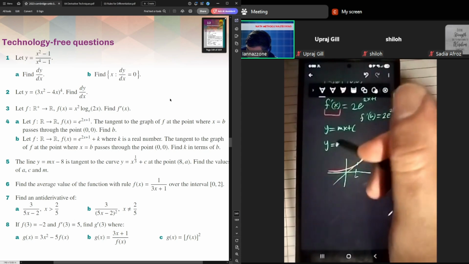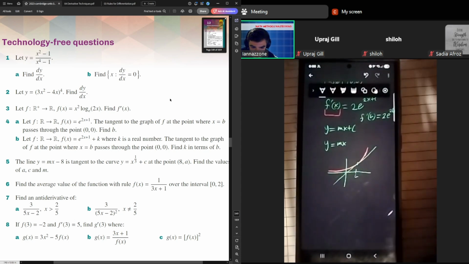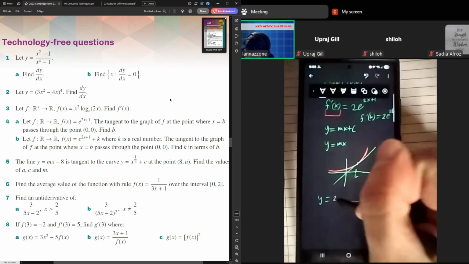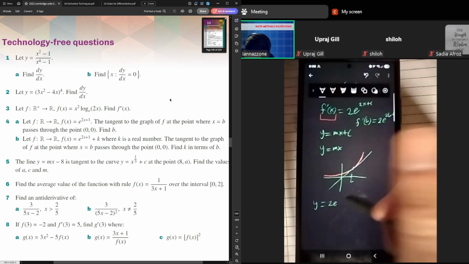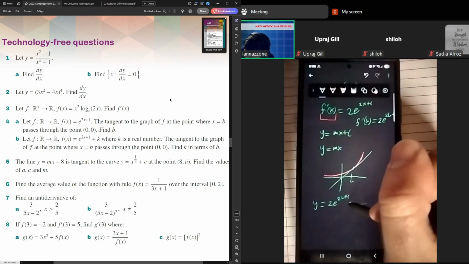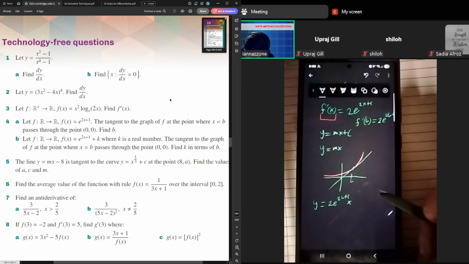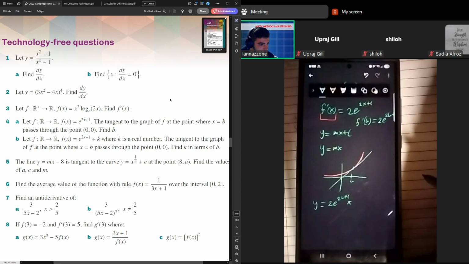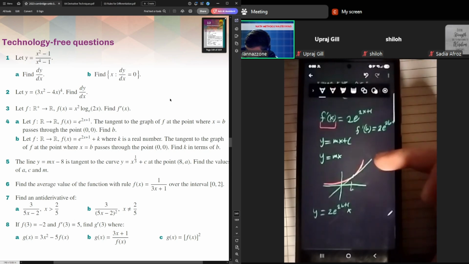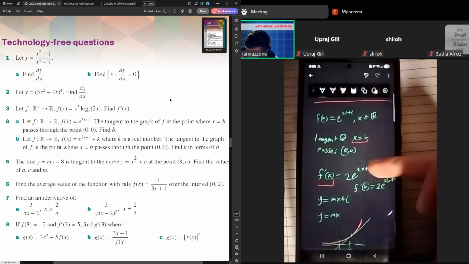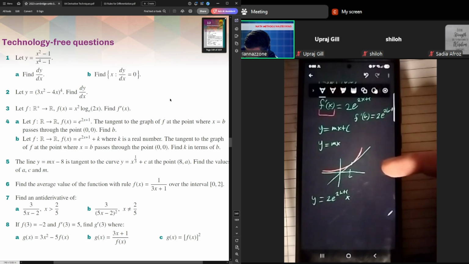So all I do now is, if that's m, because m is the gradient of the linear, I now have y equals 2e^(2b+1) and then there's the x out the front there. And that would be the equation of the linear there. Now our goal is to figure out how to get b out of this, which now that I'm looking at it is pretty interesting, because if you just sub in 0, 0, the whole thing disappears. So we're not fully out of the woods yet.